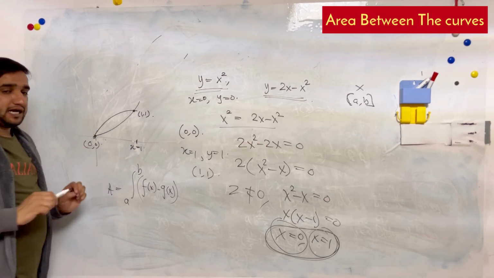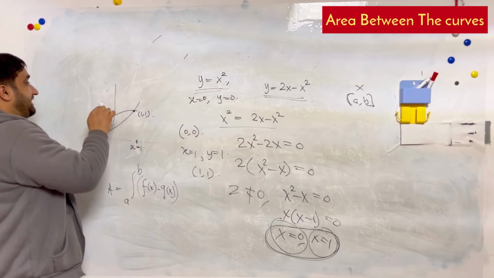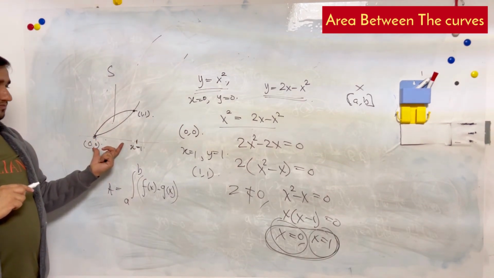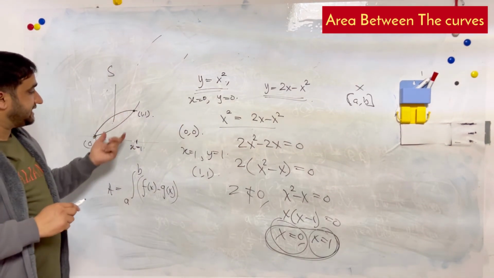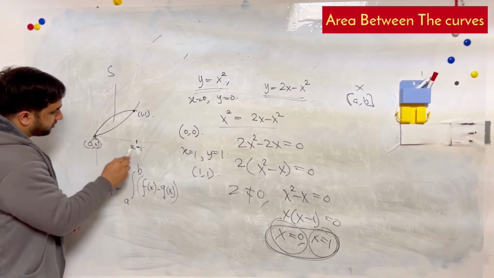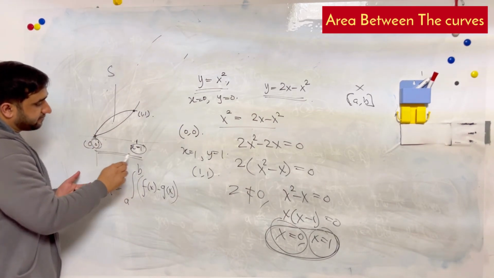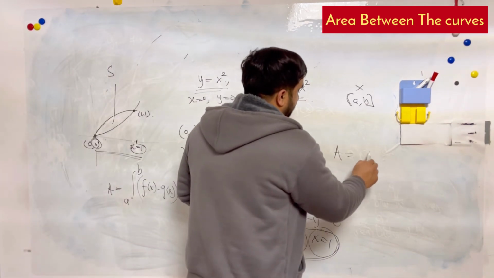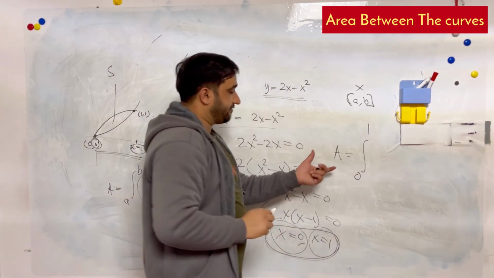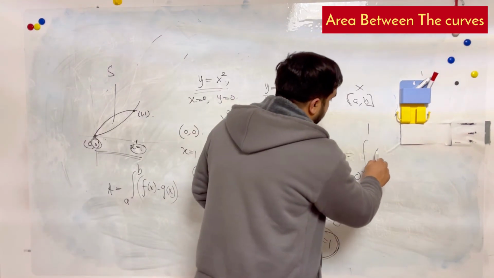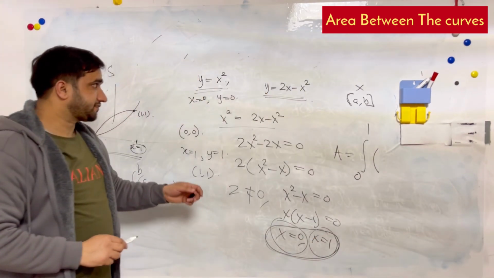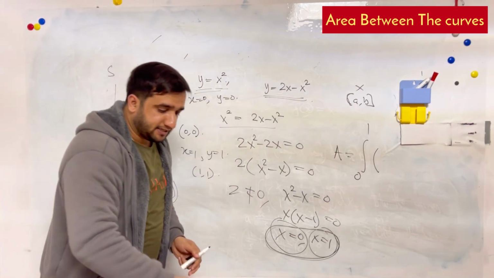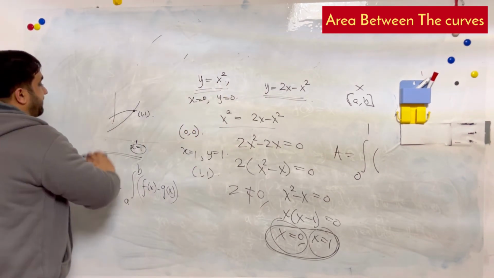Now I am interested to know the area in this region, which is in between these two intersection points. And to calculate this area, I can move from 0 to 1. X moving from 0 to 1. So integral. Now the function works from 0 to 1, the formula a from 0 to 1. This is the function for the parabola.